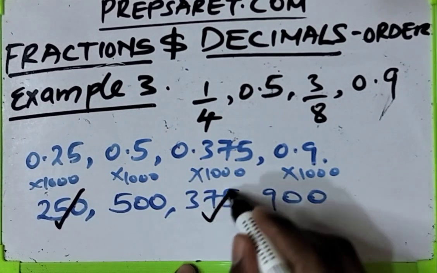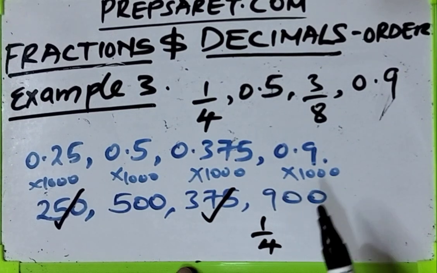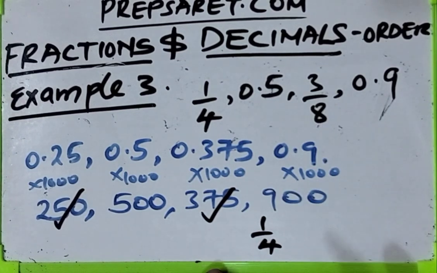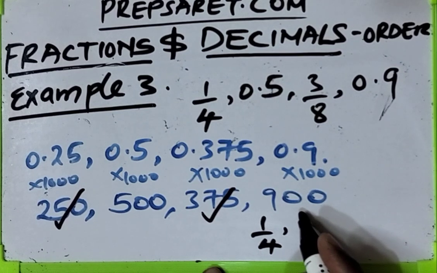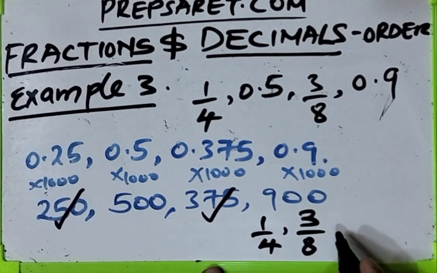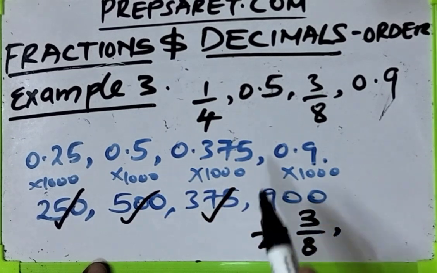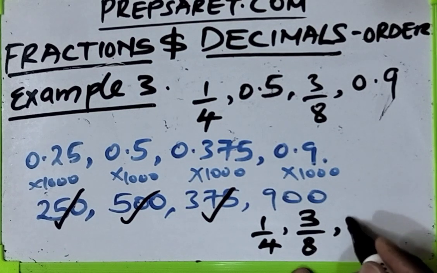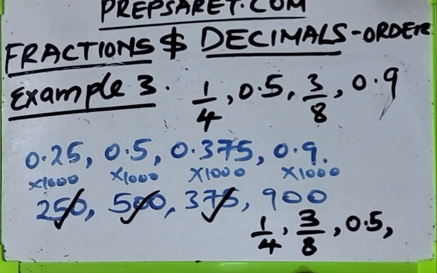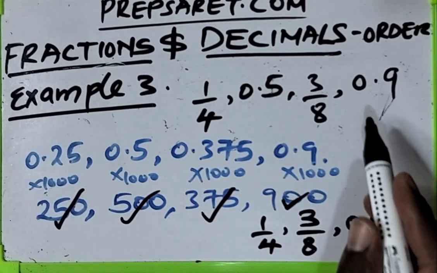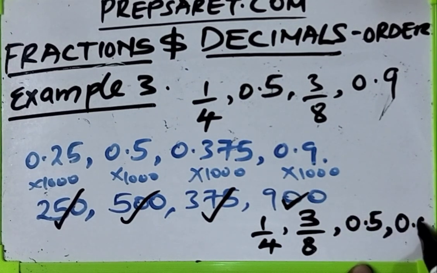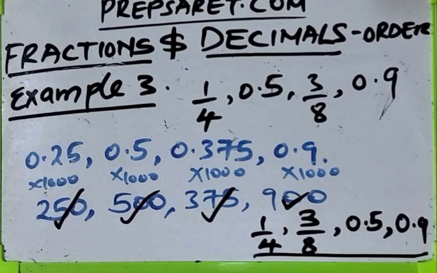Followed by 375, which corresponds with 3/8. So our second smallest value, going from smallest to largest, will be 3/8. We are moving up. After 375 we go to 500, which corresponds to 0.5. And finally the last one, now the largest, is 900, whose corresponding value is 0.9. We have answered the question of arranging these values in ascending order.